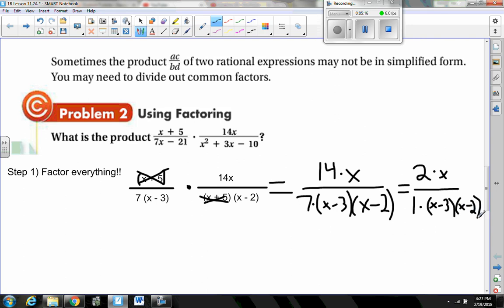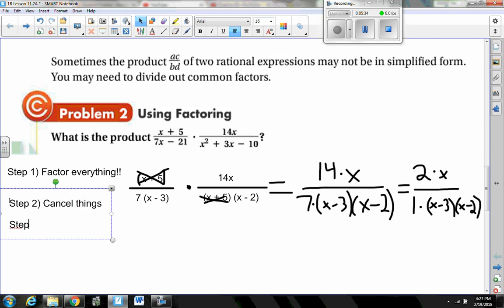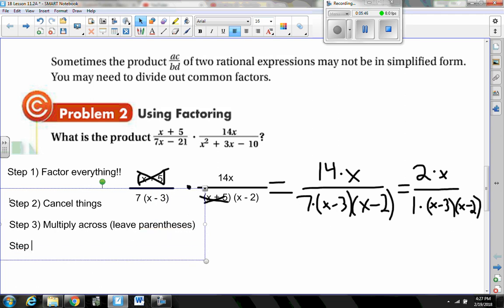So my final answer here, when I find the product, after I have factored everything, canceled what I can, multiplied across, and then simplified. By the way, I'll add a few more of those steps there. Step 2, cancel things if you can. Step 3, multiply across, but I would say leave the parentheses there. And then step 4 is simplify further if possible.